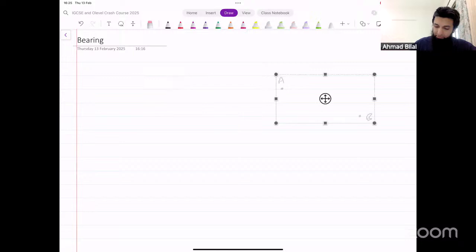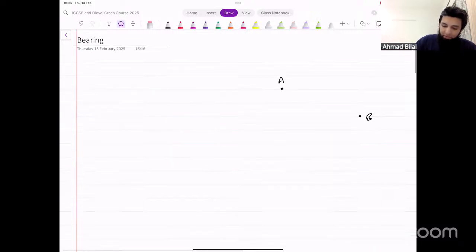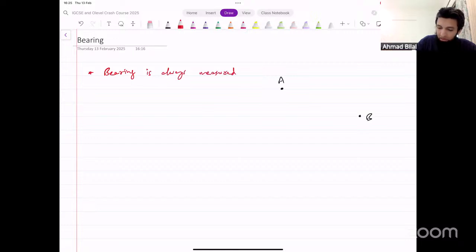First of all, bearing is always measured, number one, from north. Now, I'll tell you what that means in a moment. And number two, in clockwise direction. That's the convention that we have for bearing.